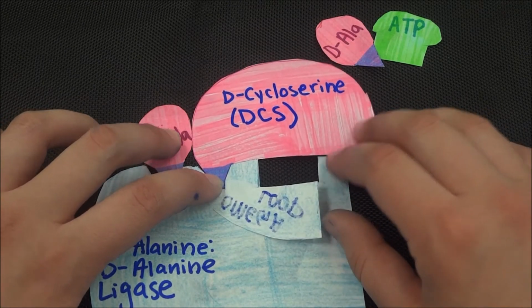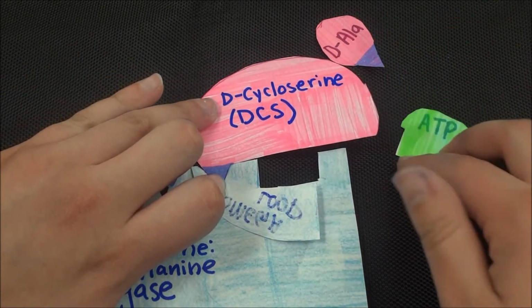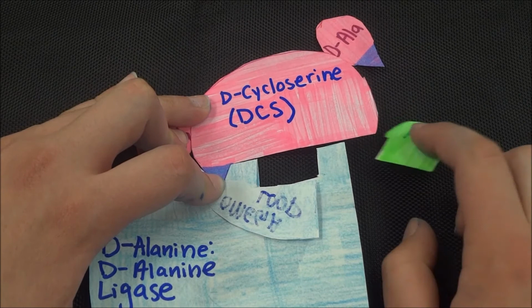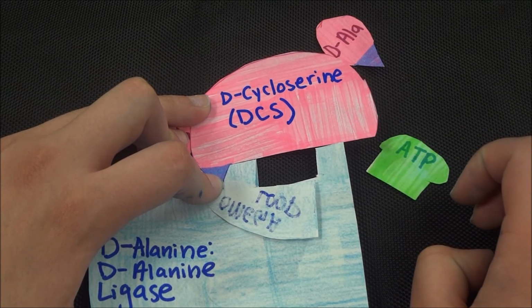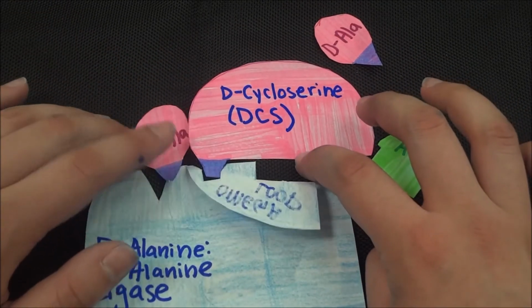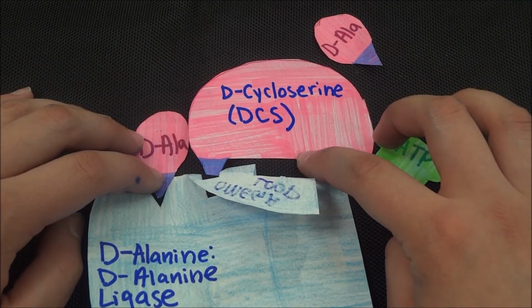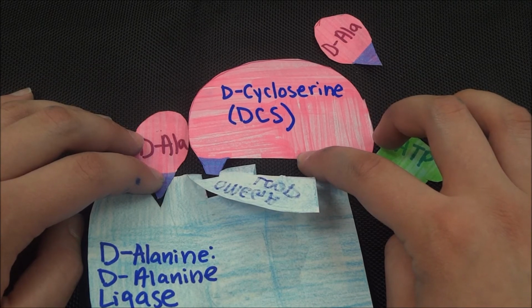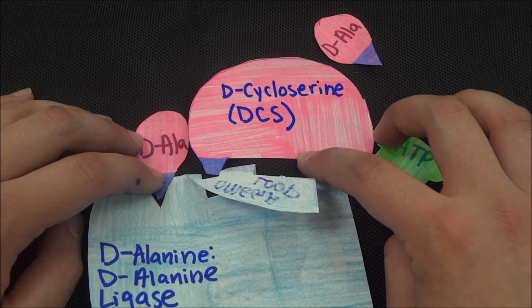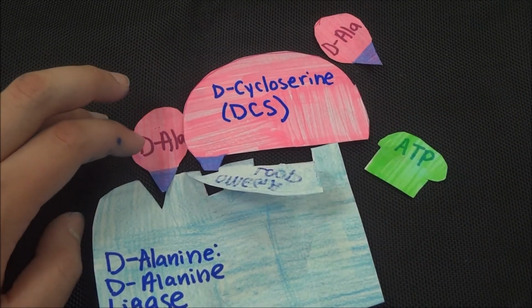Notice when DCS is bound here, ATP cannot bind to D-alanine-D-alanine ligase. Because ATP and two D-alanines cannot bind to D-alanine-D-alanine ligase, this is not going to form a D-alanine-D-alanine dipeptide, which can be used in the cell wall. Because this dipeptide cannot form, the cell wall is going to be weaker, and that would make the cell susceptible to an attack by the cells of the immune system, which would later kill the cell.